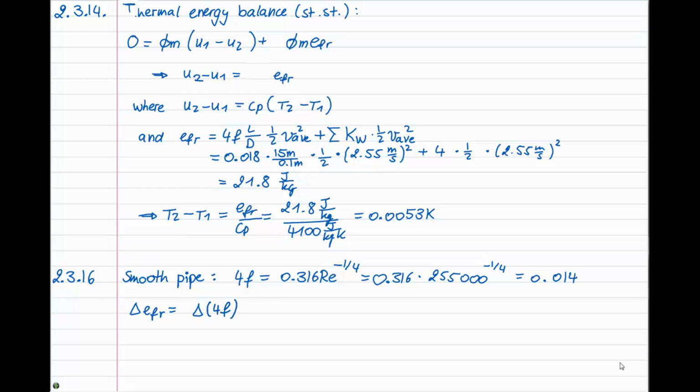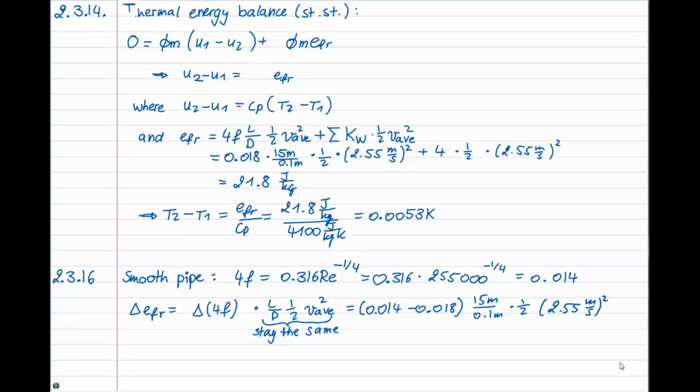Next, we calculate the difference in energy dissipation, so how much less energy we would lose. We know that the rest of the values stay the same, so the only thing that changes here is the value of 4F. And thus, filling in all the numbers, we find that we lose 1.95 joules less per kilogram due to friction. If we multiply this with the mass flow rates, we find that this accounts for 39 watts of the pump capacity.